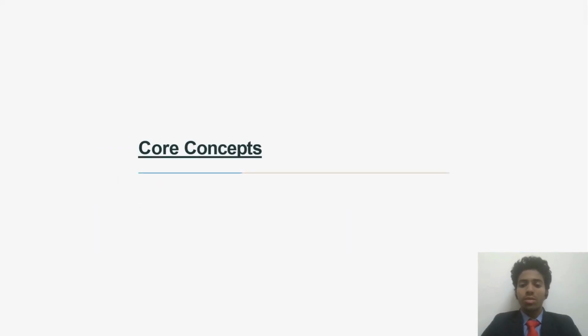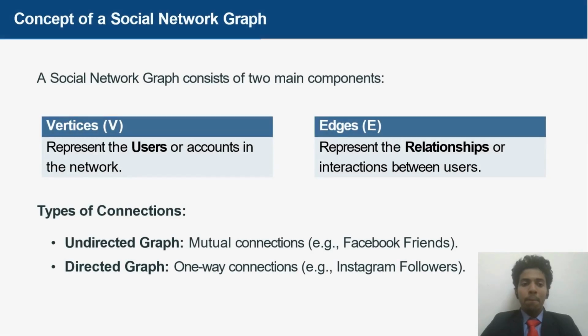So here are the core concepts. A social network consists of basically two fundamental components. First, vertices, which represent the users or accounts. Second, edges, which represent relationships between users. There are mainly two types of graph connections, undirected as well as directed.